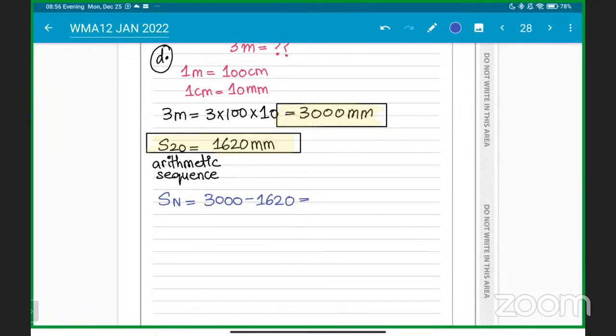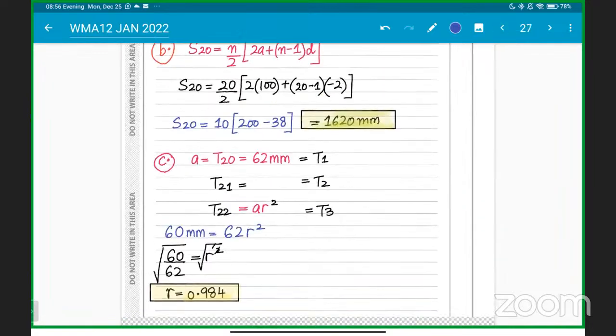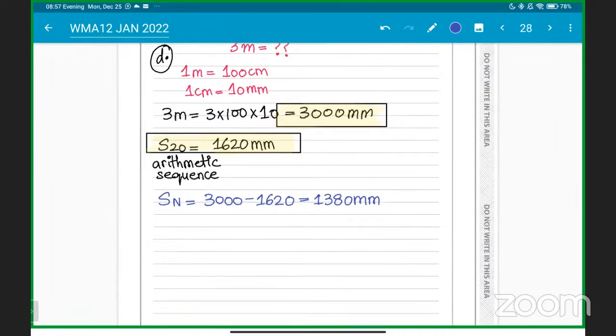Okay, 1620 millimeter was covered from the arithmetic sequence. Now, from the remaining distance that we have to cover, 1380 millimeter, we can cover it from the geometric sequence sum formula. Are you getting it, everyone? Clear? Yes, sir.